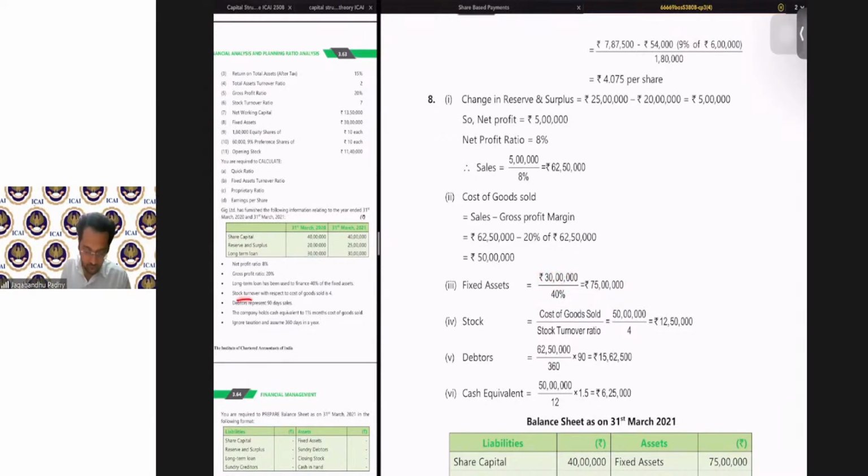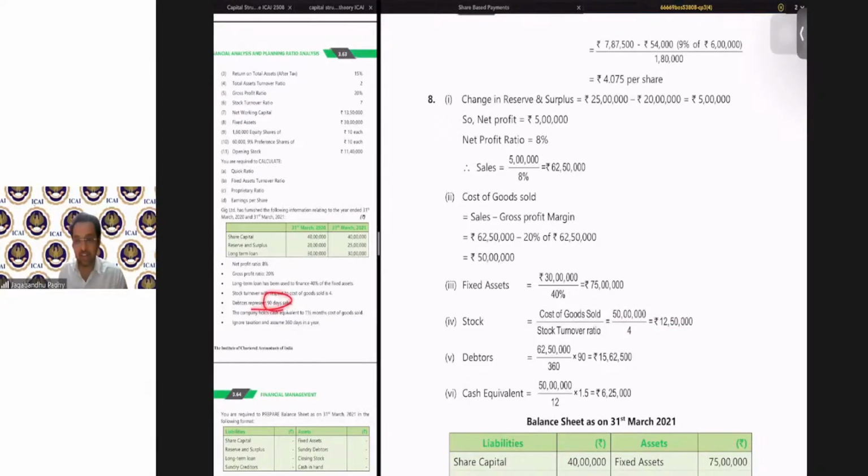Then we have stock turnover with respect to cost of goods sold as 4. We know stock turnover ratio is COGS upon stock. So rearranging the terms, we can get the stock as 50 lakh upon 4, that's 12 lakh 50,000. So we had a stock of 12 lakh 50, which was being sold 4 times, and that caused the cost of goods sold to be 50 lakh.